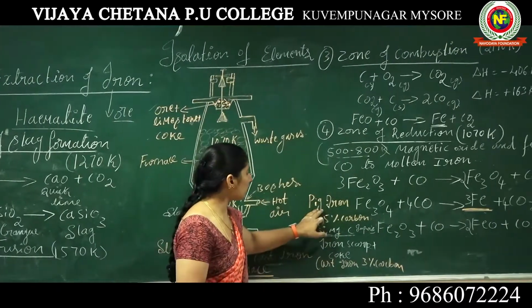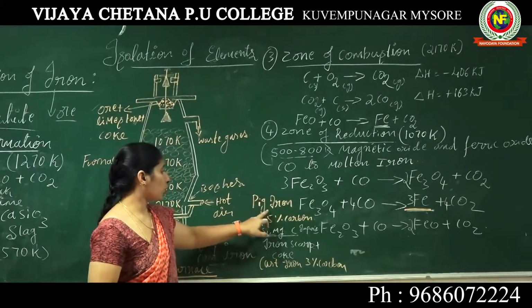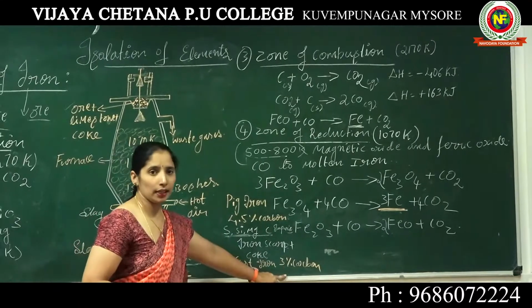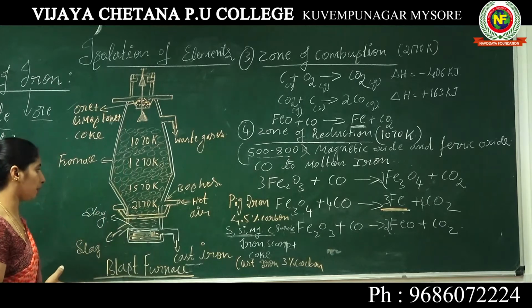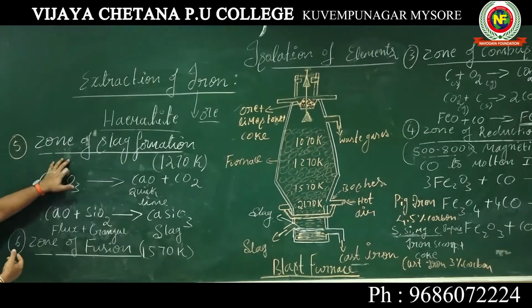For this pig iron, we add a little bit of iron scraps and coke, and it becomes what we call cast iron. It contains 3% of carbon and is very hard and brittle. Then come to the fifth one, the zone of slag formation. How does the slag form in this step?